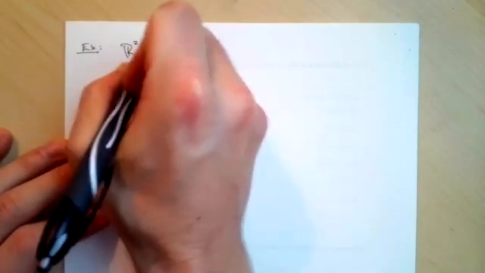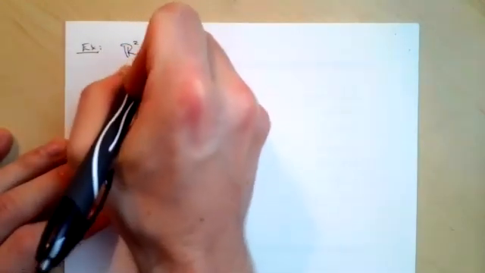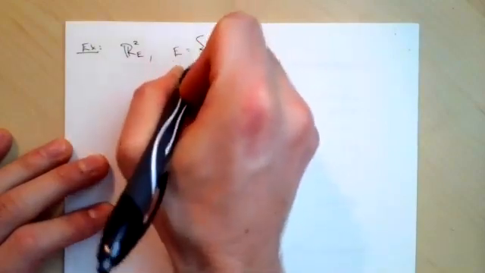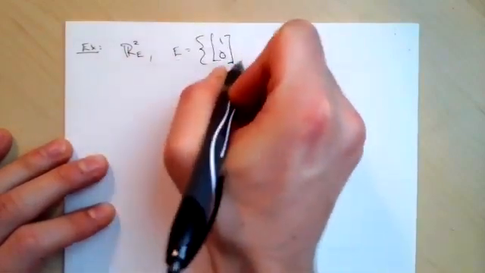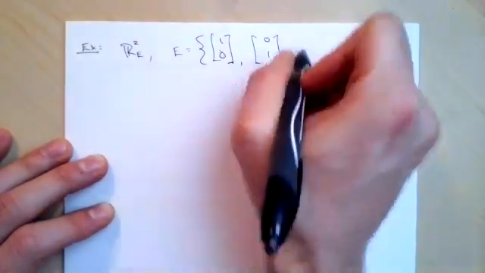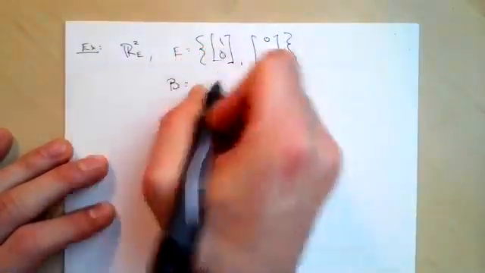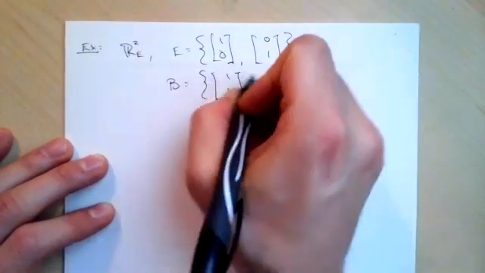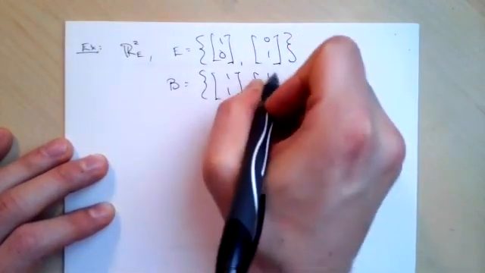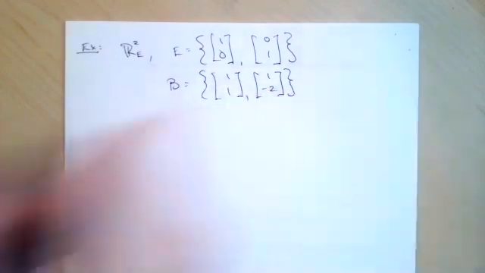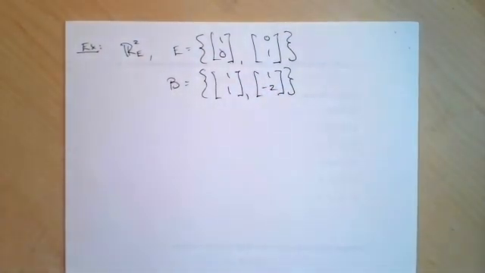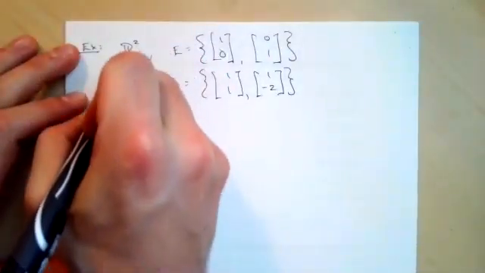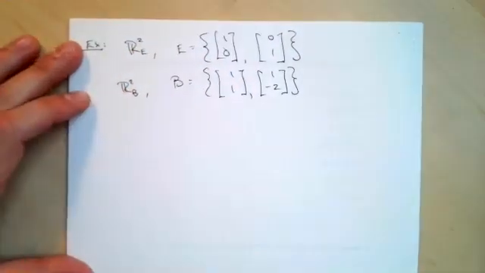So, example. Let's just work with R2, and our standard basis, of course, is just going to be (1, 0), (0, 1). And let's come up with a new basis of (1, 1) and let's say (1, -2), just to change the numbers up a little bit and scale things a little differently. So of course we have R2 here with a basis B.